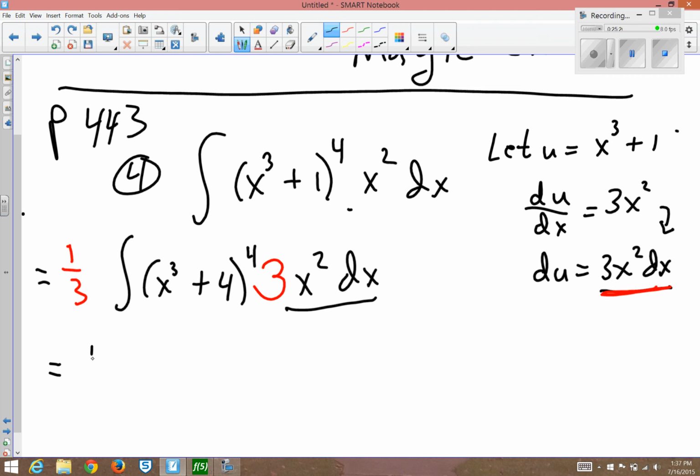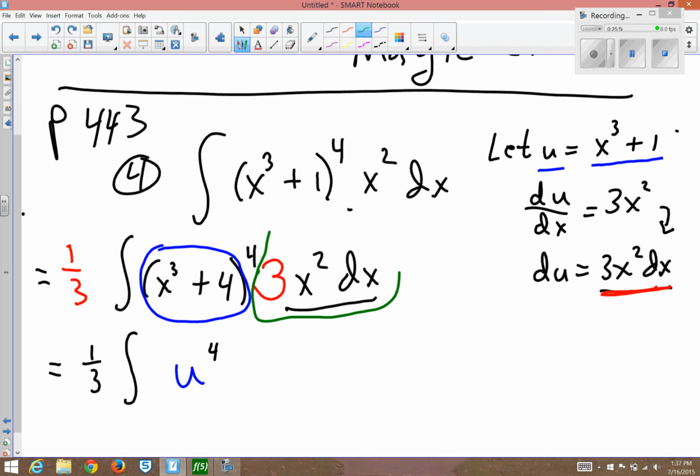The 1/3 that appeared with our magic pen gets brought down. This symbol gets brought down. This thing in the blue gets replaced with u because that equals u. Oh, before I say that, this 4 exponent just gets brought down. All of this inside the green gets replaced with du because 3x squared is equal to du.